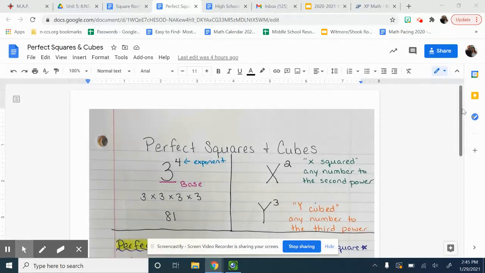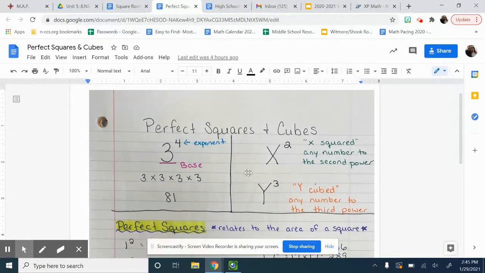Now to read these, on the other side, we have x squared, or x to the 2nd power. That's meaning any number to the 2nd power. The same thing for the bottom one. Y to the 3rd power is really read y cubed. It's any number to the 3rd power.